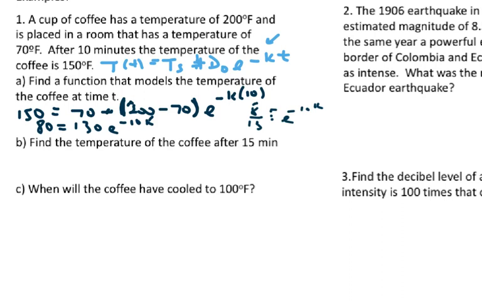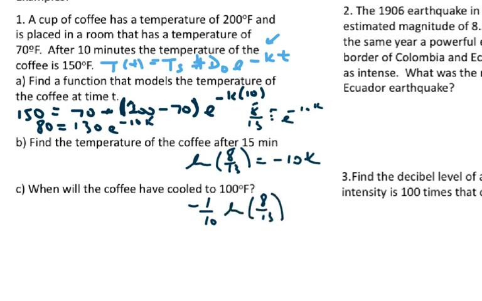So now we're going to natural log both sides. So we would take the natural log of 8/13 equals negative 10k. So we solve for k and we get negative 1/10 ln of 8/13 equals k.